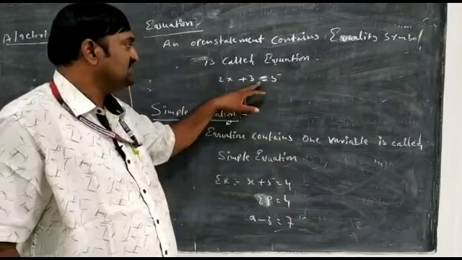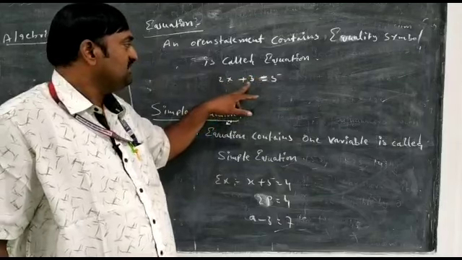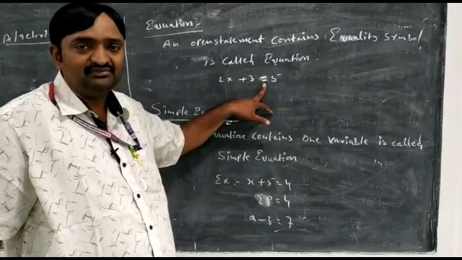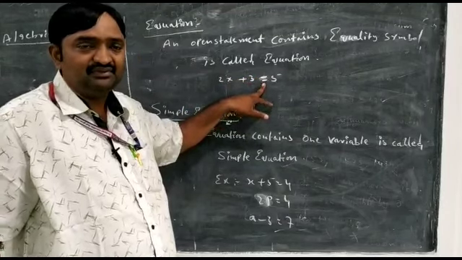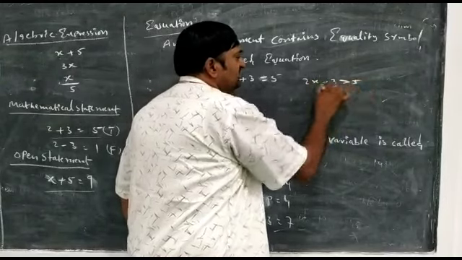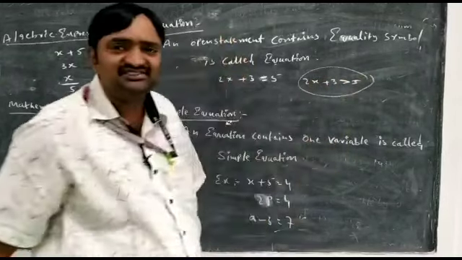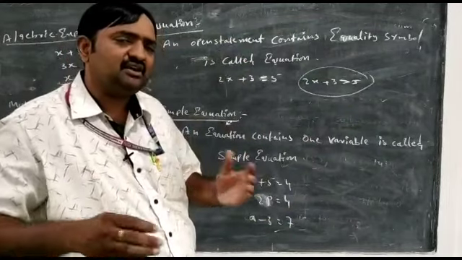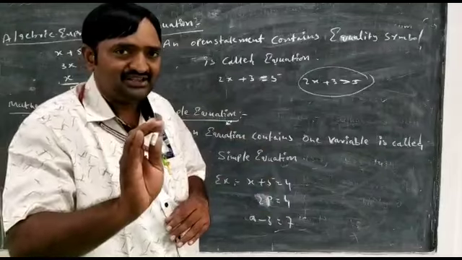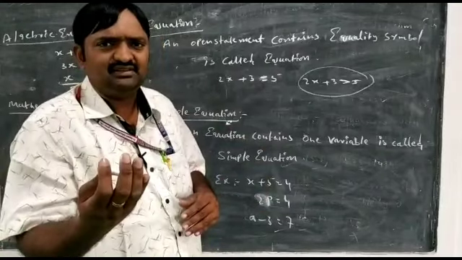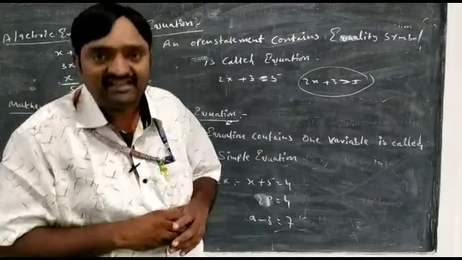When a statement uses an equality symbol, it is called an equation. In an inequation, we use any other symbol, for example 2x plus 3 is greater than 5. This is called an inequation. If equal to is there, it is an equation. If any other symbols are there, it is called an inequation.